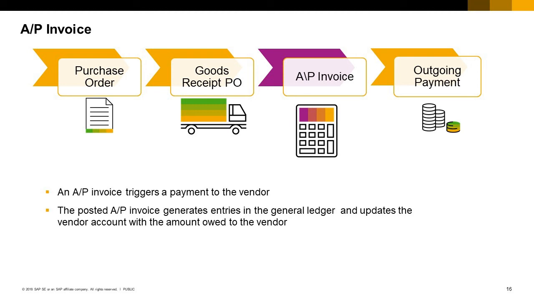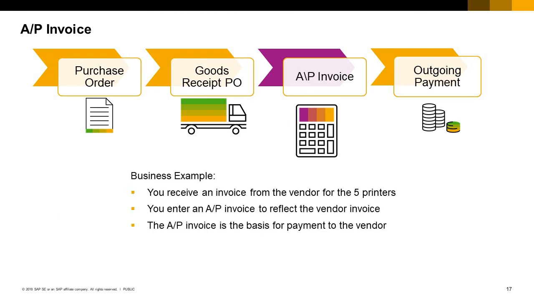Even if you copy all data from an existing purchasing document, you can still adjust quantities and prices as well as other information before you post the document. The posted AP invoice generates entries in the general ledger and updates the vendor account with the amount owed to the vendor. Let us return to our business example.